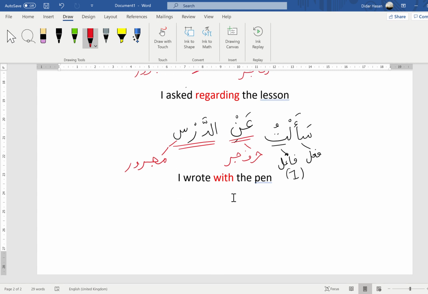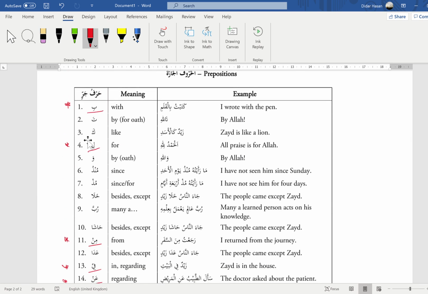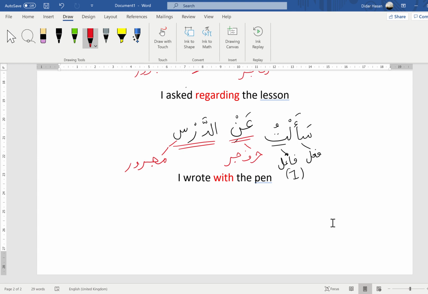I wrote with the pen. So now as a student of Arabic, you must again know what with is in Arabic. So if you look at the table, with is B. So let's do this. So I wrote is a verb, so just جملة فعلية. كتبت with. So we're going to, and is the pen. So the with will join to the. So ba, this is the harf al-jar, and this is the alif lam of the pen. So bil qalam.